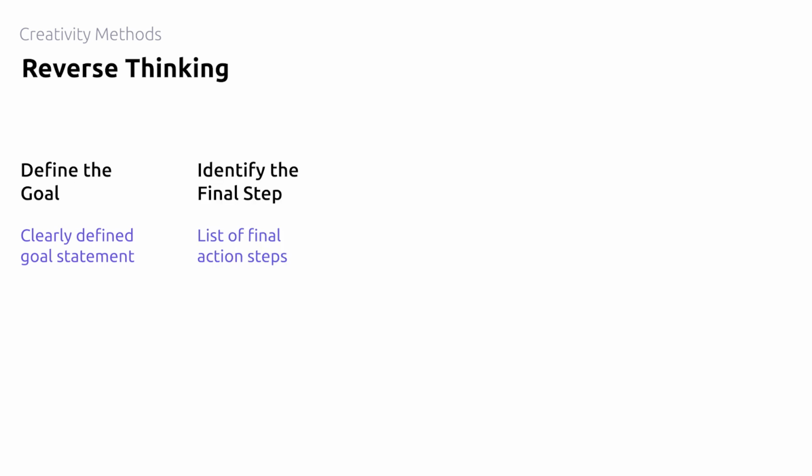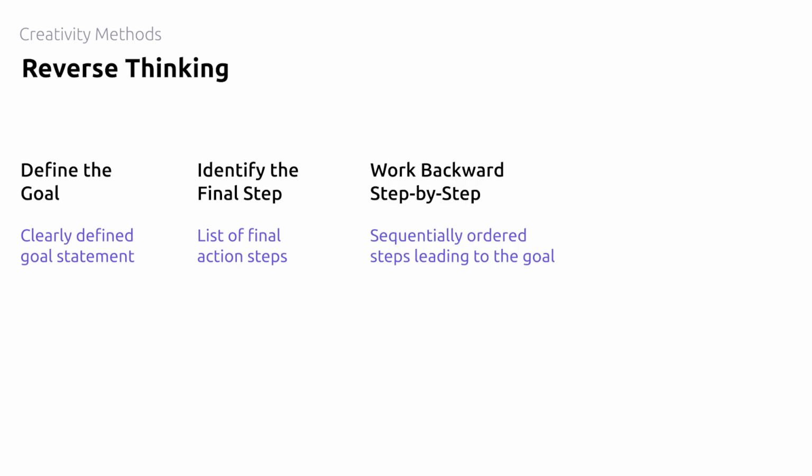Determine the last step that needs to be completed to reach the goal. This helps in visualizing the end result. Outline each preceding step that leads to the final outcome, working in reverse order. This uncovers the necessary actions to take. Evaluate the practicality of each step identified. This ensures that the proposed actions are realistic and achievable. For example, plan a product launch by starting with the launch date and working backward.